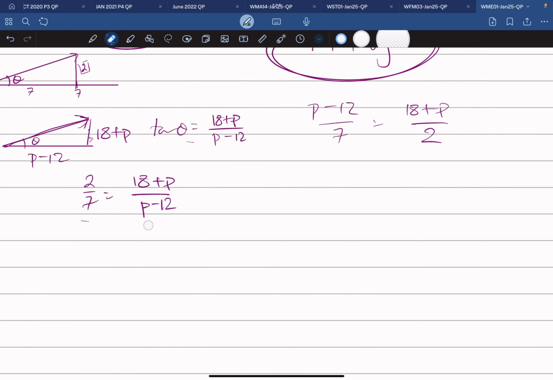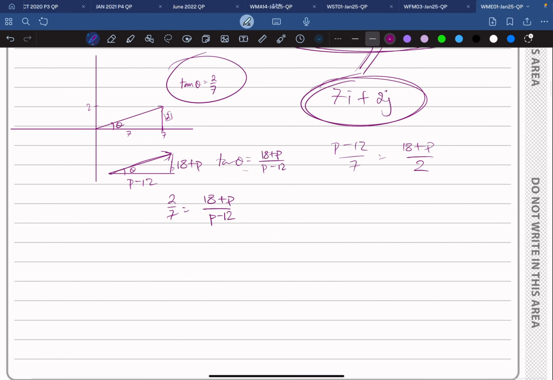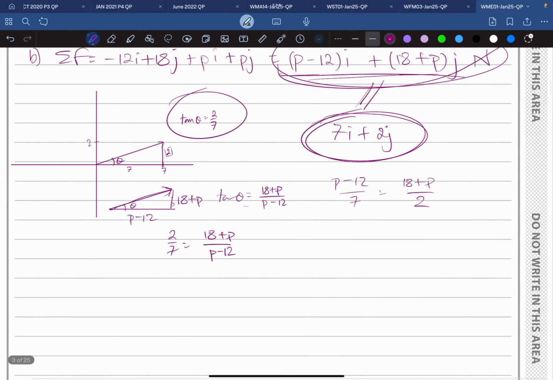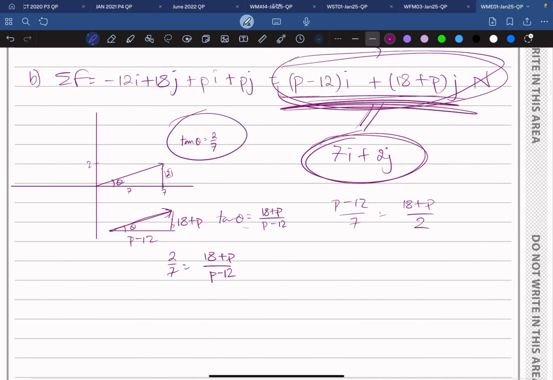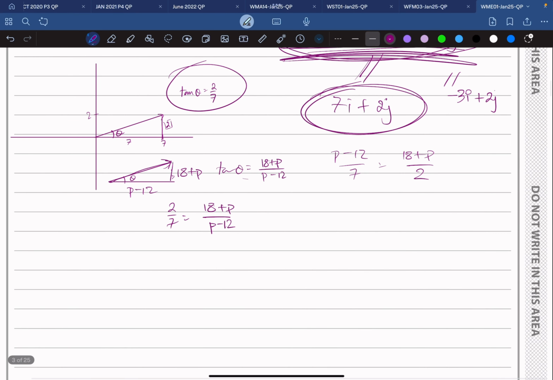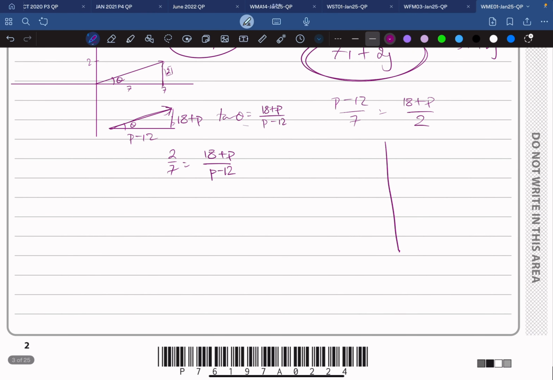But there's a caveat. If you have, let's say, a vector, let's say this vector was parallel to minus 3i plus 2j, okay? Let's say this was parallel to minus 3i plus 2j. What would we do then?